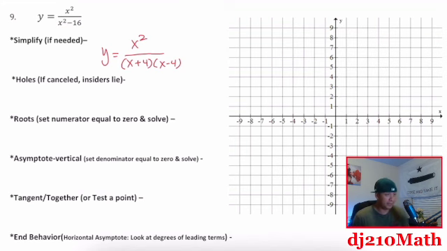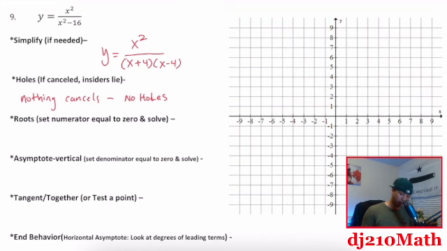Then we look to see, can anything cancel? Nothing cancels. So that means there's no holes. If something were to cancel, then there would be a hole at that value. There's no hole, nothing cancels. So then we go through our list.